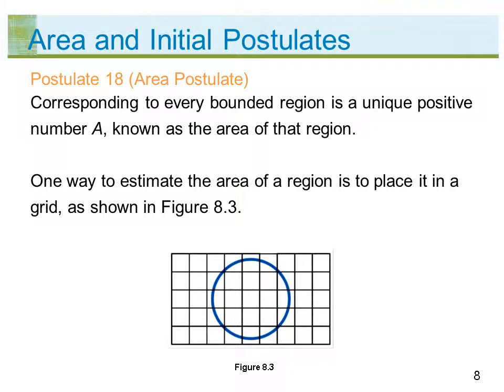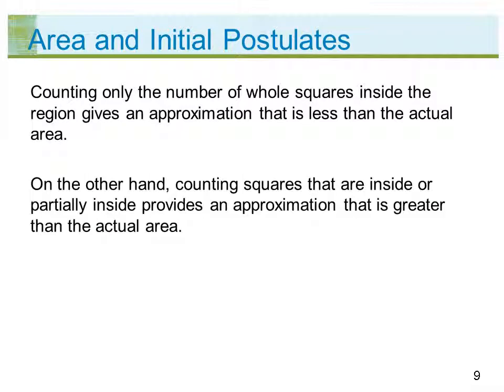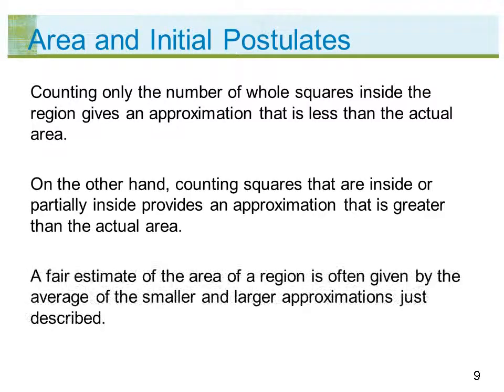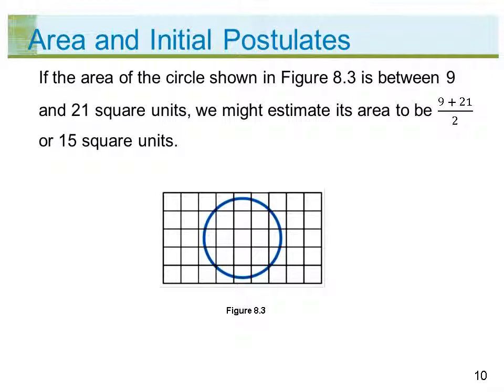One way to estimate the area of a region is to place it in a grid as shown in figure 8.3. Counting only the number of whole squares inside the region gives an approximation that is less than the actual area. On the other hand, counting squares that are inside or partially inside provides an approximation that is greater than the actual area. A fair estimate of the area of a region is often given by the average of the smaller and larger approximations just as described. If the area of the circle shown in figure 8.3 is between 9 and 21 square units, we might estimate its area to be 9 plus 21 all divided by 2, or 15 square units.